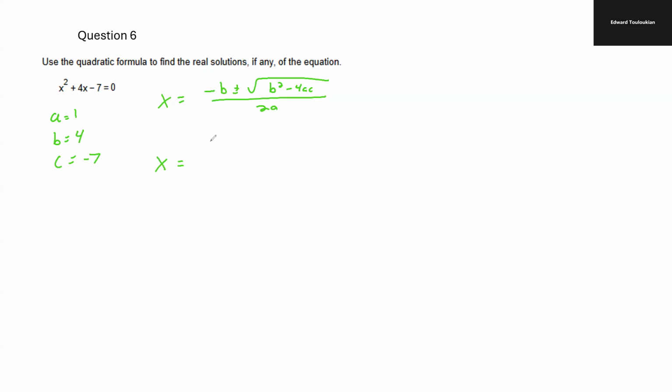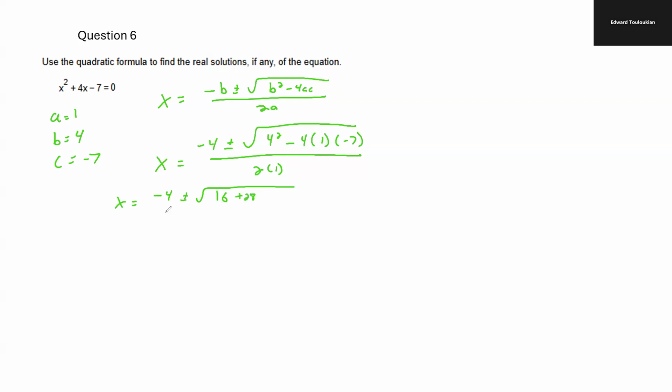So negative b is negative 4, plus or minus the square root of b squared, which is 4 squared, minus 4 times a times c, all divided by 2a. And now we'll just start working through this. X is going to equal negative 4 plus or minus the square root of 16. This is 4 times 7, which is 28, so 16 plus 28, all divided by 2.